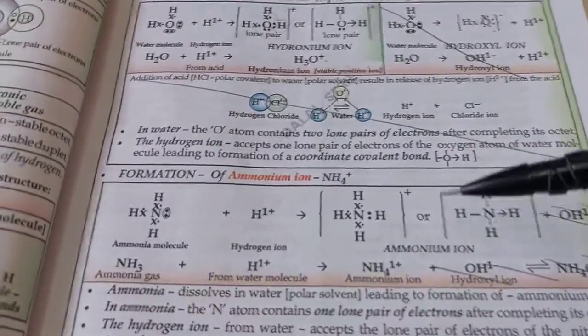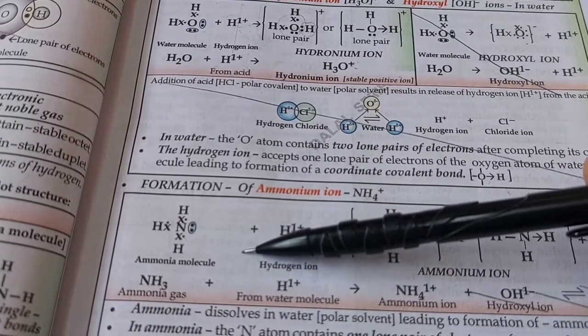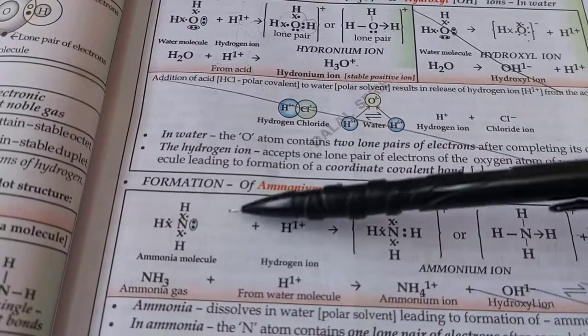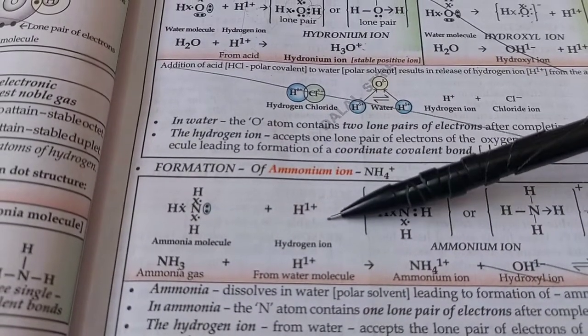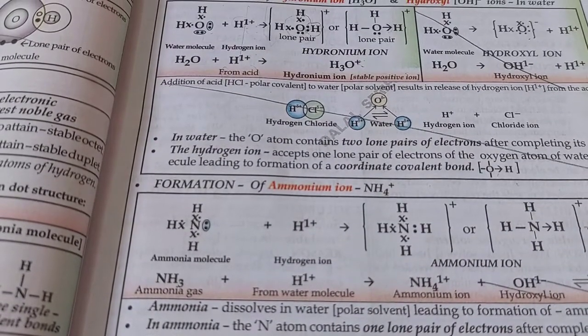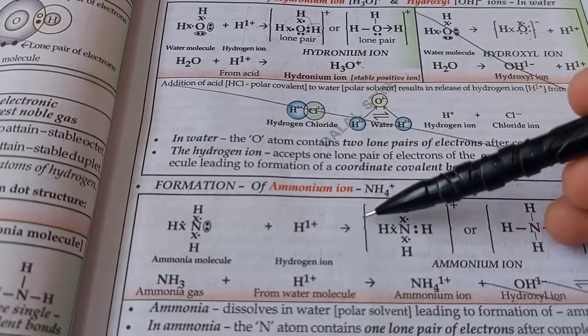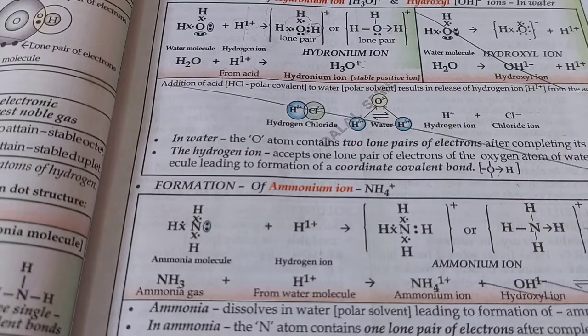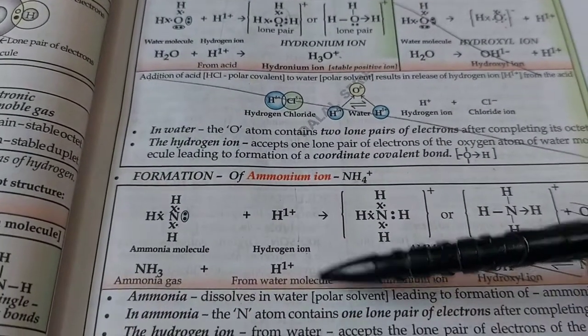Now let's see how ammonium ion is formed. So when you dissolve ammonia in water, this time water will not be able to break the bond of ammonia. Instead, the reverse will happen. Water will break down. The divorce lawyer himself got divorced. So H and OH will split. So this time the hydrogen ion isn't from acid, it is from the water molecule. So we have to mention that.